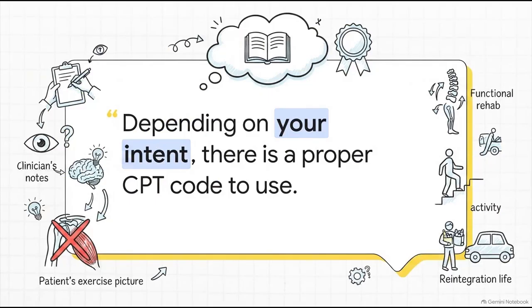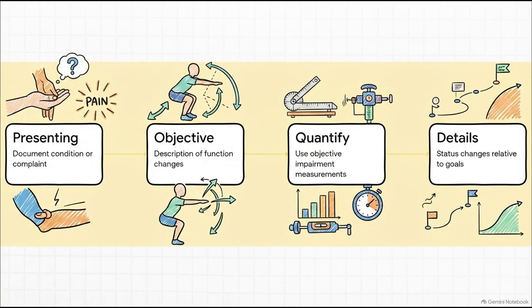And that brings us to the golden rule for coders and clinicians, straight from the source material. Intent dictates the code. You cannot just look at a picture of a patient's exercise and magically know how to code it. You have to read the clinician's notes to understand why they were doing it. So to prove medical necessity, your initial evaluation and your progress notes must follow these logical steps to show exactly why skilled therapy is needed.